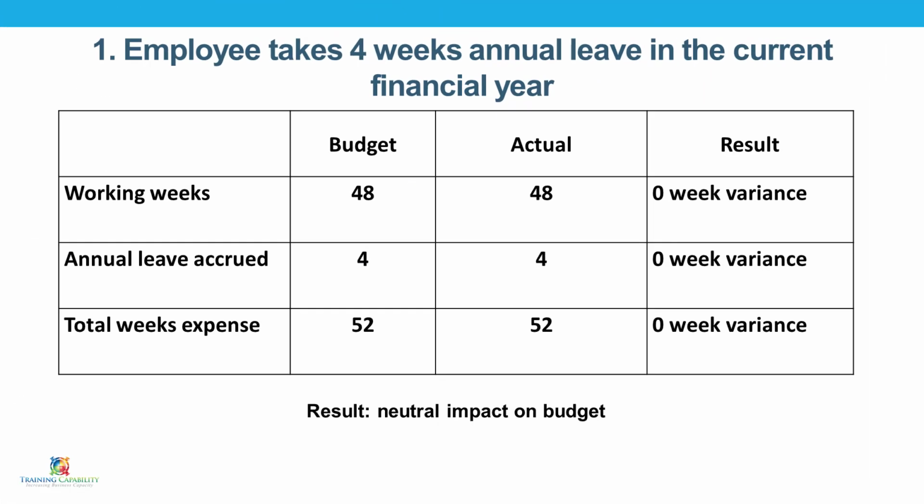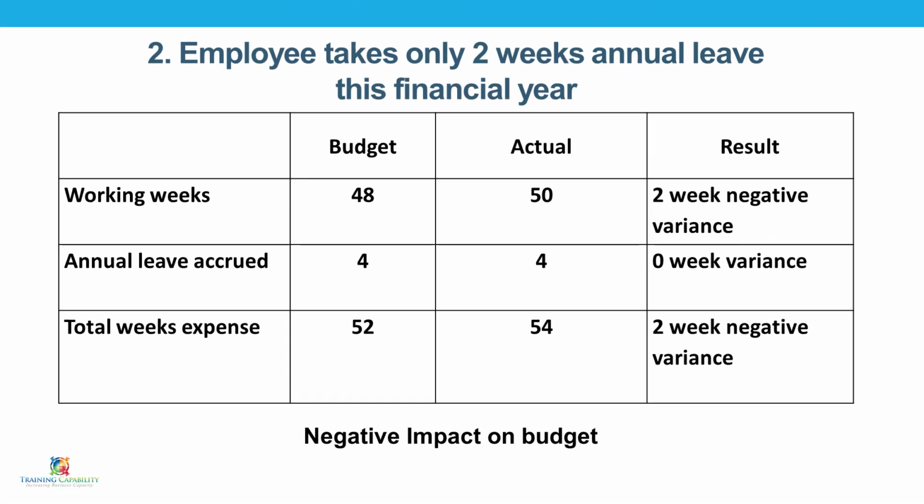So the first scenario, your employee earns 4 weeks and takes 4 weeks leave. Now the budget is formulated to assume that the employee will be at work 48 weeks, which they are, then earn 4 weeks of annual leave, totaling 52 weeks. As the employee worked 48 weeks and took leave of 4 weeks, this has a neutral impact on your budget for the employee. Now in the next scenario, your employee earns 4 weeks annual leave but only takes 2 weeks leave. This situation is unfavourable to your budget.